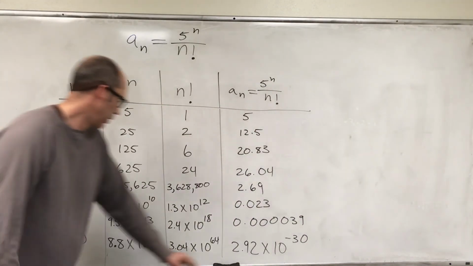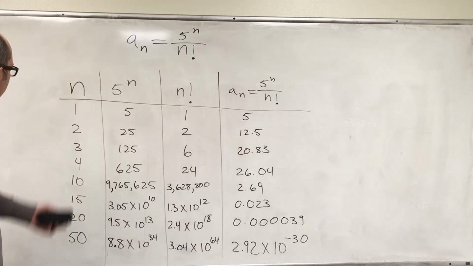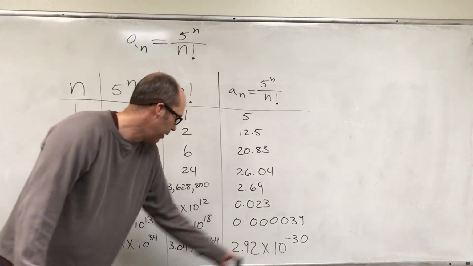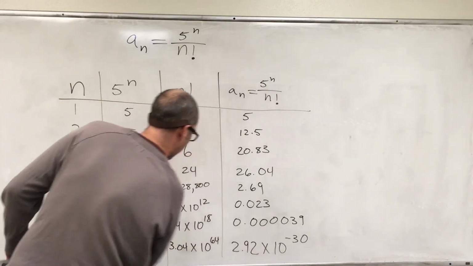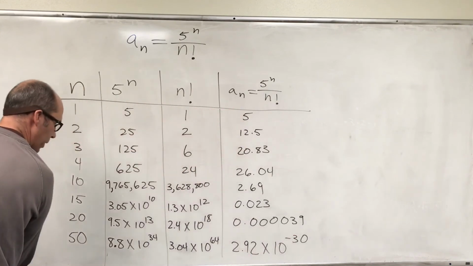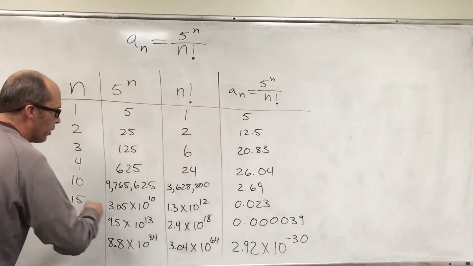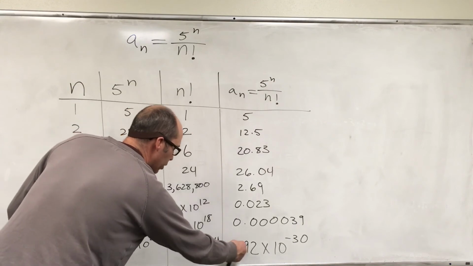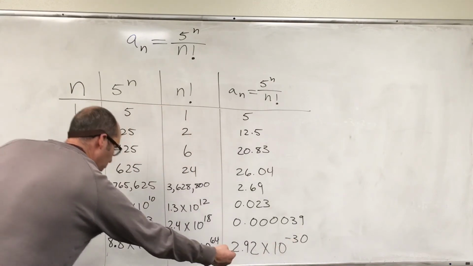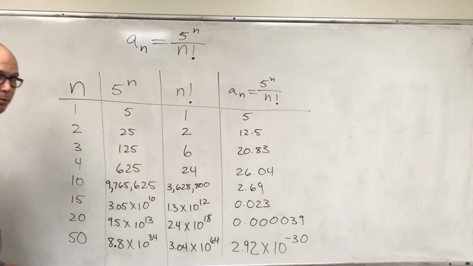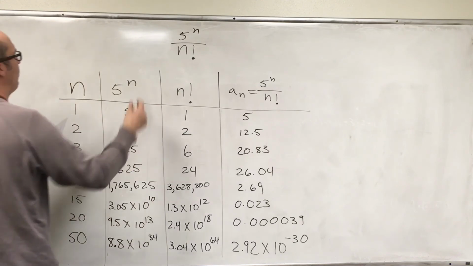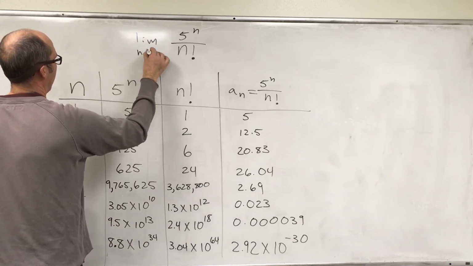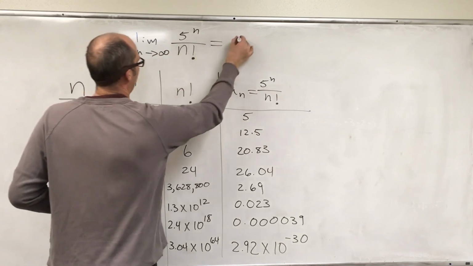Okay, so we can see here that as n gets large, the tail gets small. So negative 30, that means we're going this way with zeros. So this is going to be 0.000000002.92, 29 zeros in there. So that's really small, just at 50. So the limit equals 0.